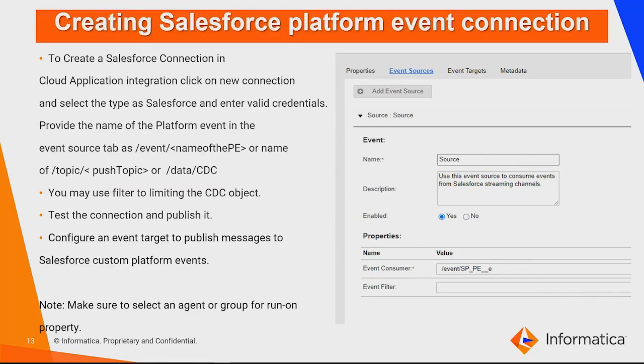Configure the event target in case you want to publish a message to Salesforce custom platform events. Make sure to select an agent or an agent group for the run-on property, as the Salesforce platform event connection is only targeted to run on an agent.